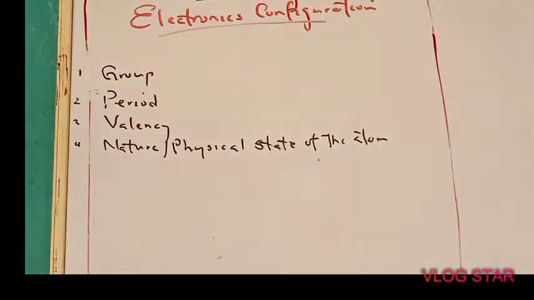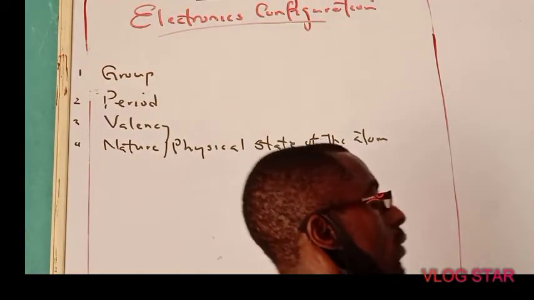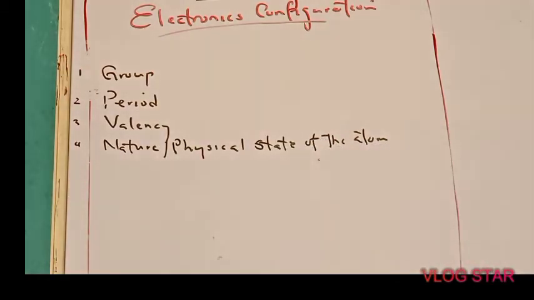So I said, once an electronic configuration is properly done, it could tell us the group in the periodic table where the atom will be found. It can tell us the period. It can tell us the valency of the atom or the charge. It can tell us the nature, whether the atom is a metal, a non-metal, or metalloid.